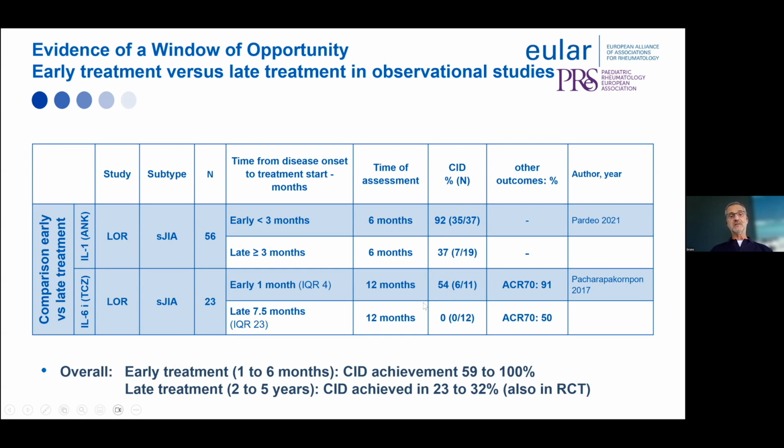And here with tocilizumab, 54% if you treat the patient very rapidly, and none in this study of the patients achieved clinically inactive disease when the tocilizumab was used later. So very important message: don't wait for glucocorticoid side effects to start these treatments.